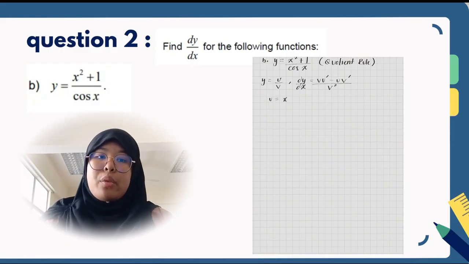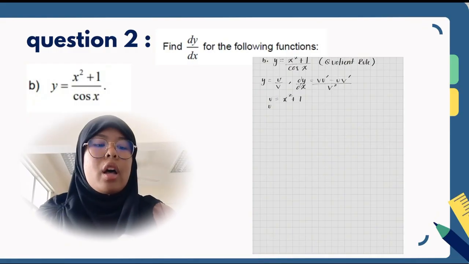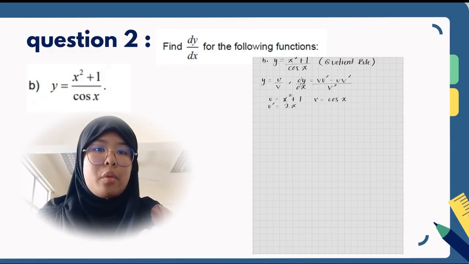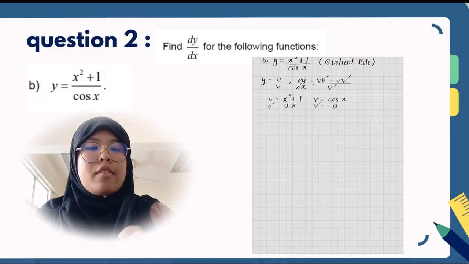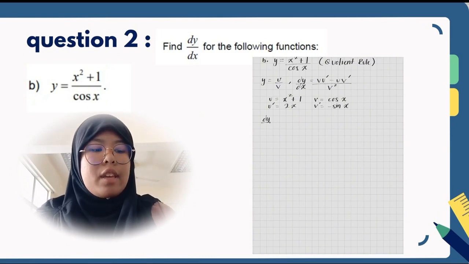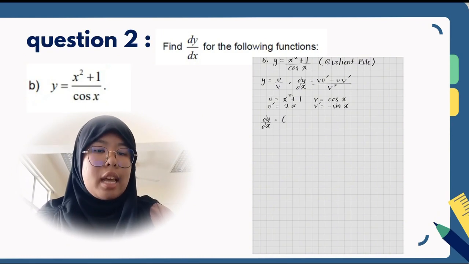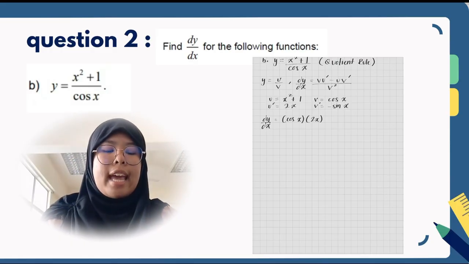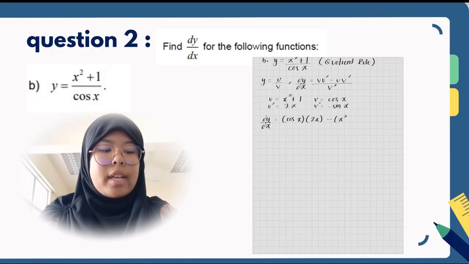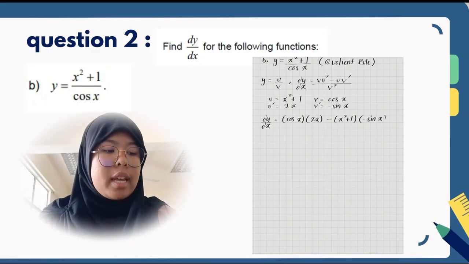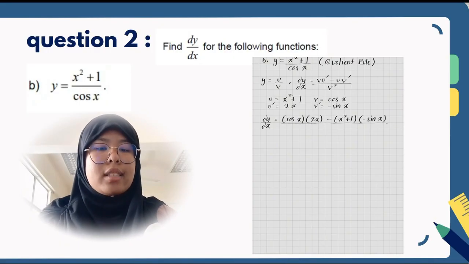First of all, we're going to find u. u is x squared plus 1. By differentiating this, we can get u prime, that is 2x. Next, we're going to find v. v is cos x. By differentiating this, we can get v prime, that is negative sine x. By using the quotient rule, we get cos x times 2x minus x squared plus 1 times negative sine x, over cos squared x.